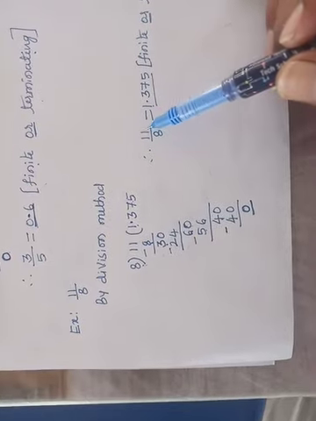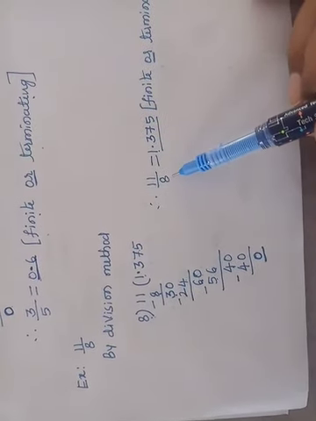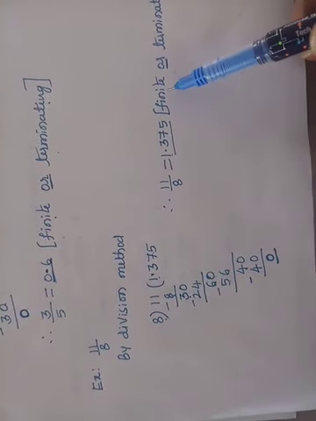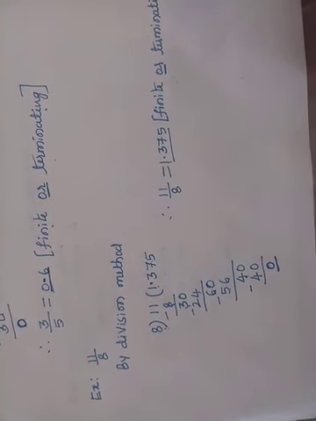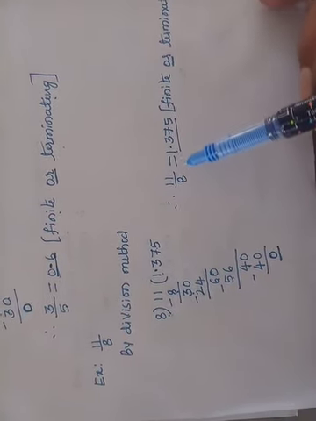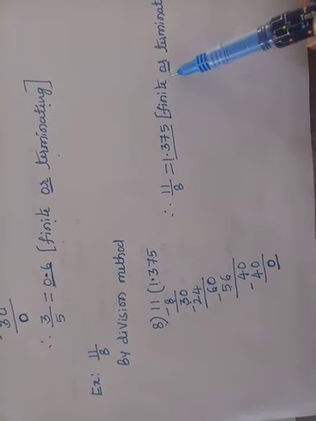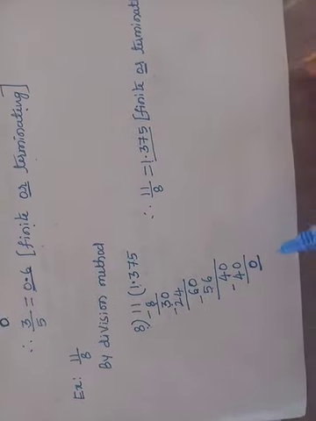Therefore, the decimal expansion of 11 by 8 is 1.375. Here also it is finite or terminating. Finite means after the decimal point there are 1, 2, 3 digits only. So a finite number of digits. Or terminating is nothing but what?